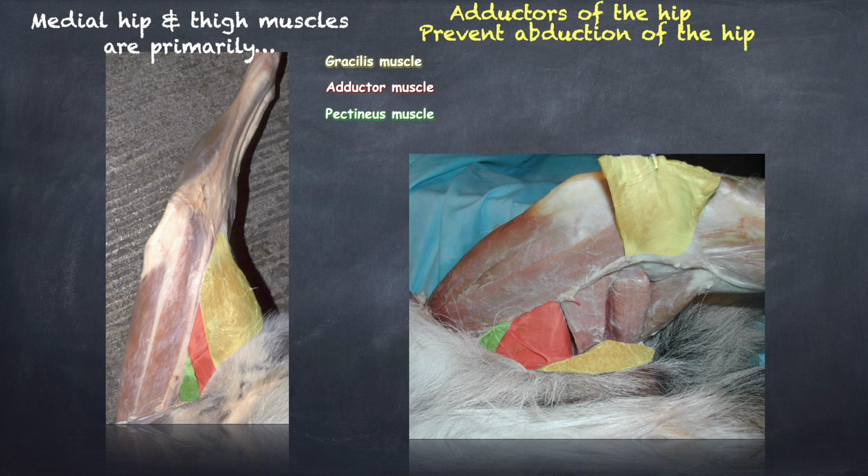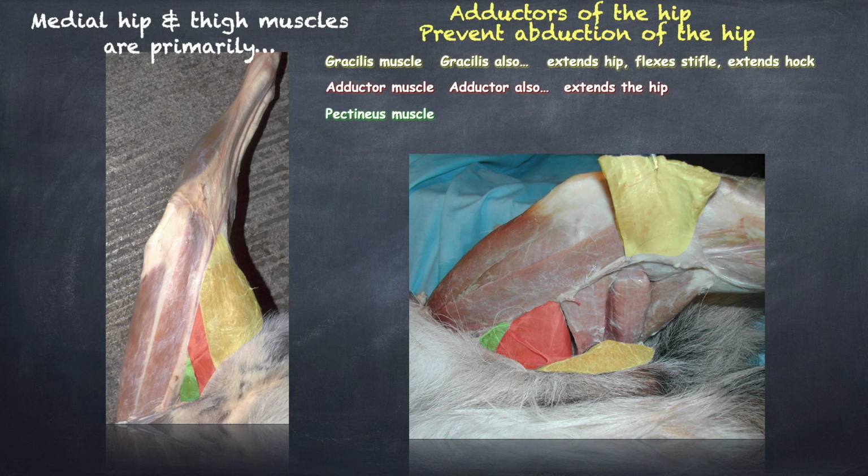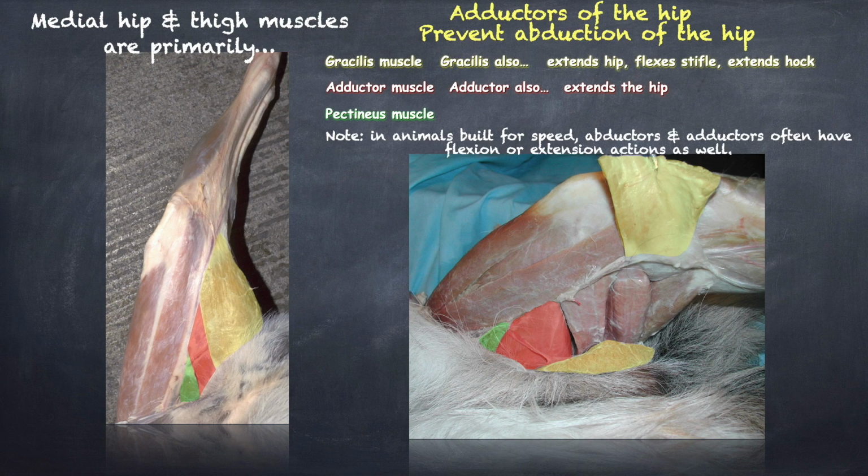Okay. So gracilis also, as I told you, it's going to extend the hip, flex the stifle, and extend the hock. The adductor is also going to extend the hip. The important thing about these additional actions is to remember animals built for speed, their adductors and abductors are also going to have flexion and extension actions upon joints. So we can get more muscles doing the same action, so we get less resistance to overcome, so they work more efficiently.